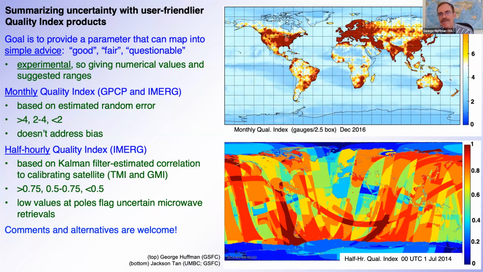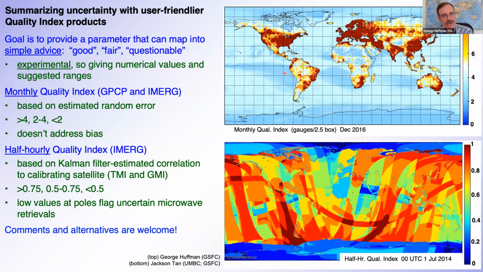Obviously over land where you have lots of gauges, like the US, Europe, China, parts of Australia, we're good to go. But even over ocean, it's not so bad. But in the low rain areas, say the subtropical high off of South America, it's a little bit questionable.